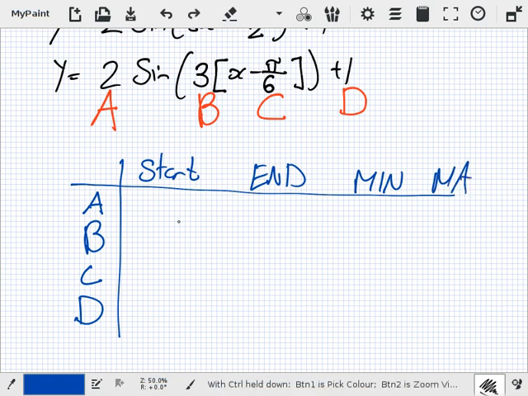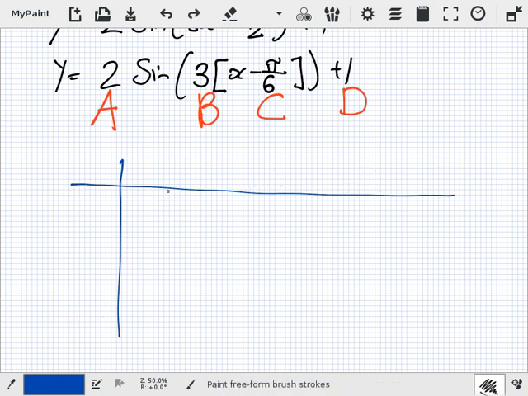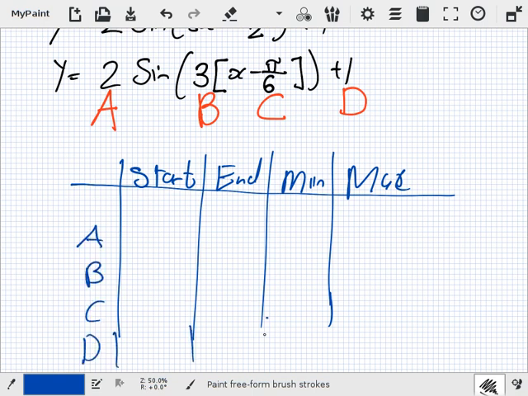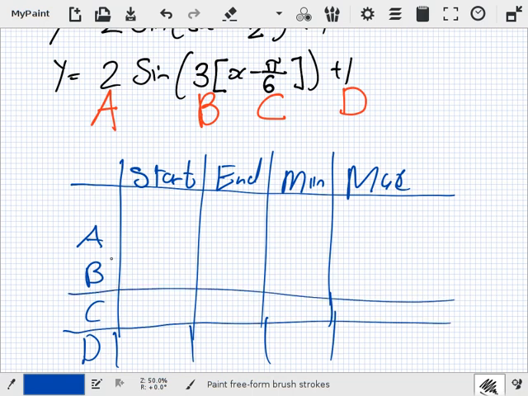So, let me just make that a little bit neater, sorry. I'll draw in start, end, min, max, and then the effect the A, the B, the C, and the D has. Oh, flip. Okay.